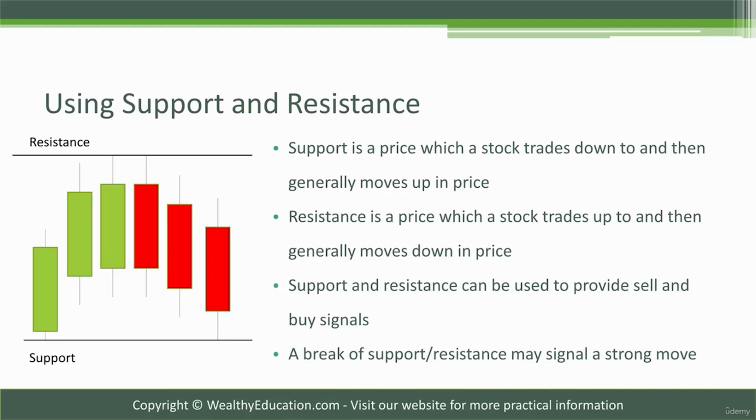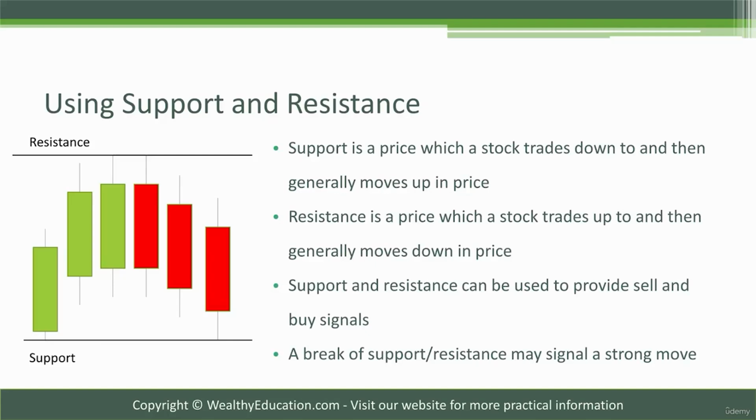And this can happen on a fairly regular basis. But we can use support and resistance to provide sell and buy signals in our stock. They provide areas where there is a higher percentage chance that the stock will move either up or down, depending on whether it is at support or resistance. A break of support or resistance may signal a strong move in the continued direction of the break for the stock. So a break through support may indicate that the stock is going to move down, and a break above resistance may indicate that the stock is going to move up.